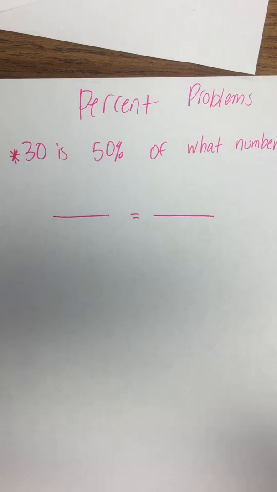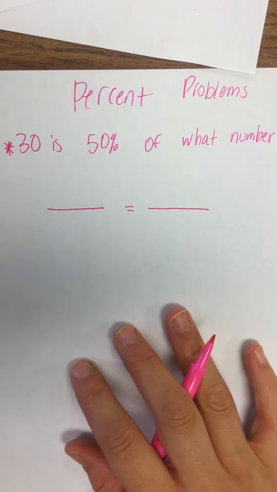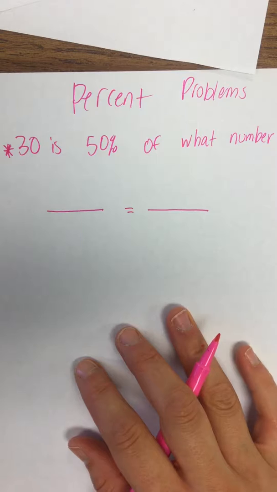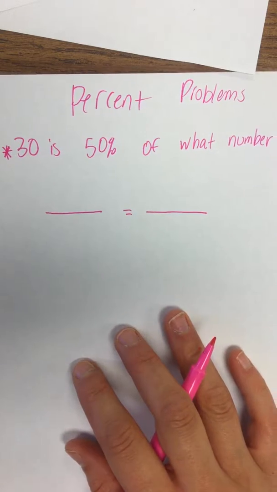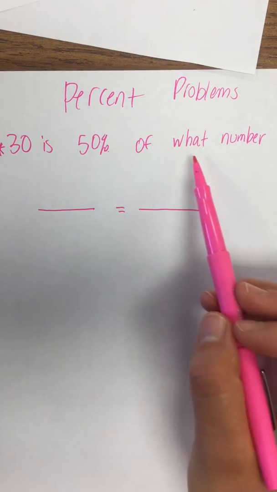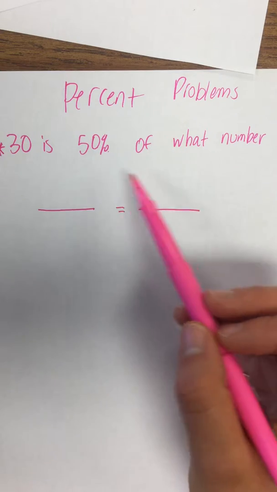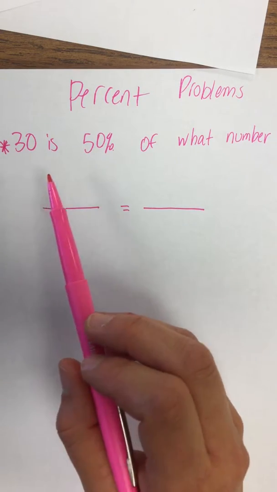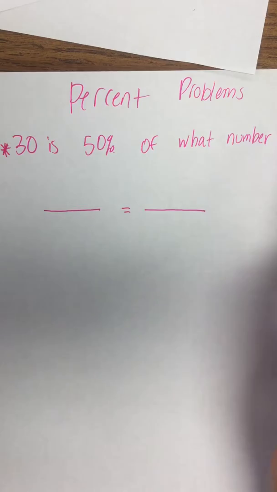This is an example of how to solve percent problems. Usually students find this much harder than when we did percent of a number, because percent of a number is really easy to pick out: percent times a number. But in this case, we don't know our number. The question is, 30 is 50% of what number?